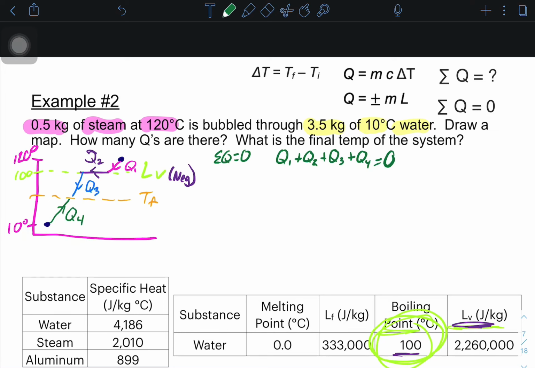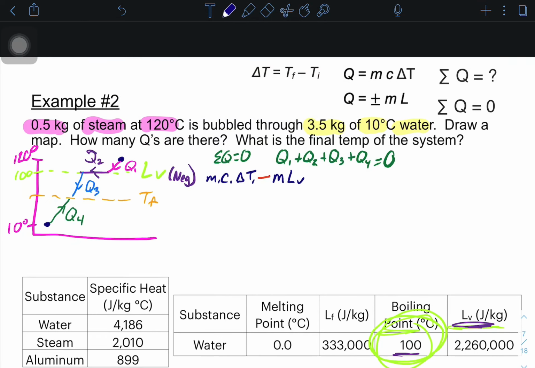Now we have to go through each of our Q's and say, is it a temperature change or is it a phase change? So Q1 is a temperature change, so it's going to be M1 C1 delta T1. Q2 is a phase change, and we've already said it's latent heat of vaporization, and it's going to be negative. So when we say it's plus or minus, I'm going to change this to red, it's going to be minus, just to draw attention to that, mass times my latent heat of vaporization.